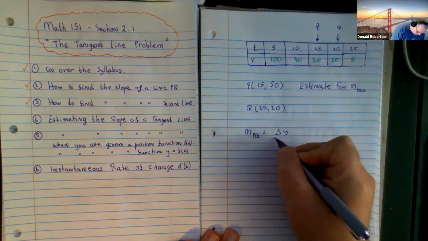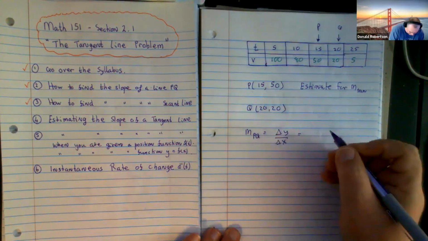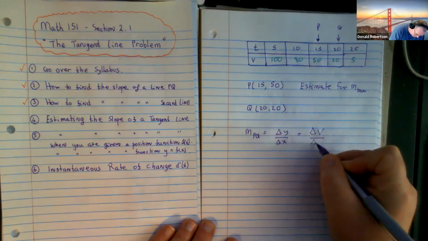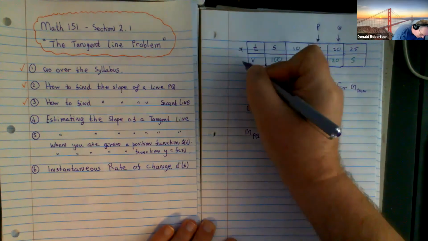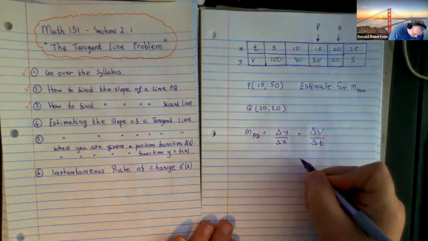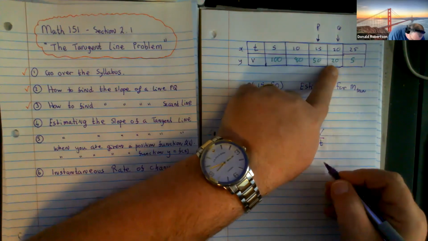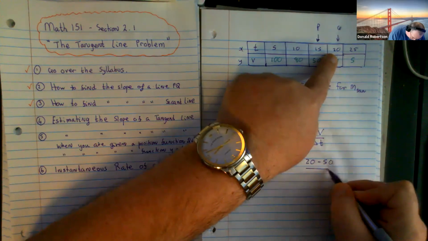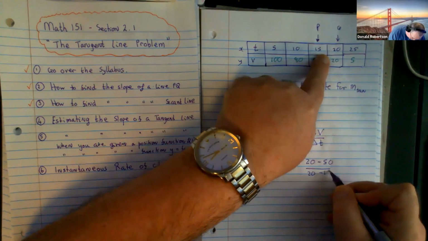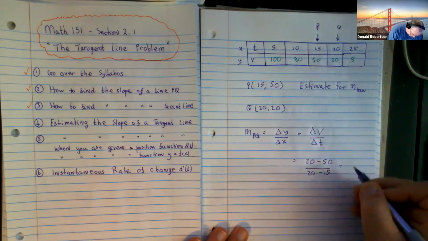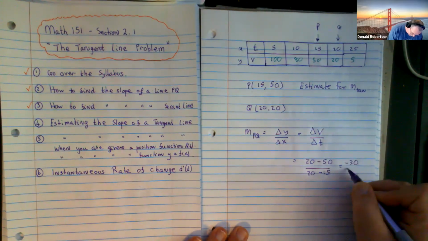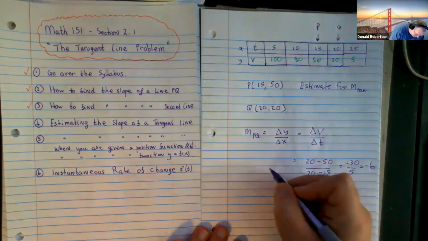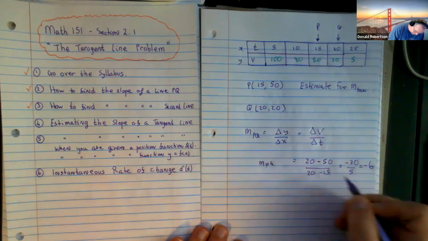So changing Y, changing X's, actually. If I'm being really correct, isn't it the change in volume over the change in time? Because that's basically my X and my Y's, right? And the difference in the volumes is 20 take away 50 divided by 20 take away 15. And that becomes negative 30 over 5. And so that's negative 6. Okay, that's my first one.